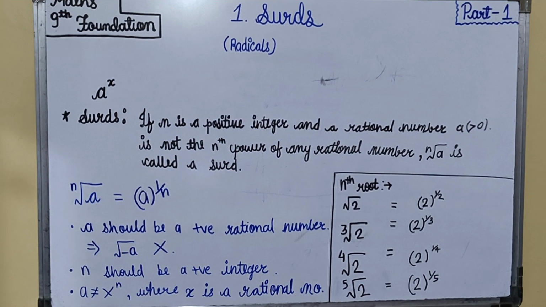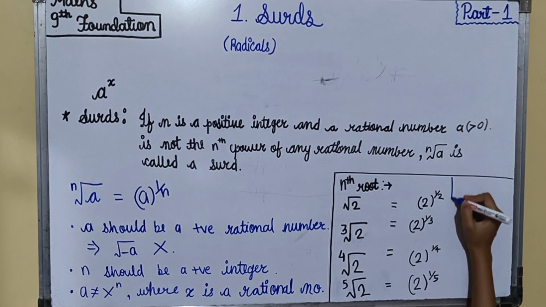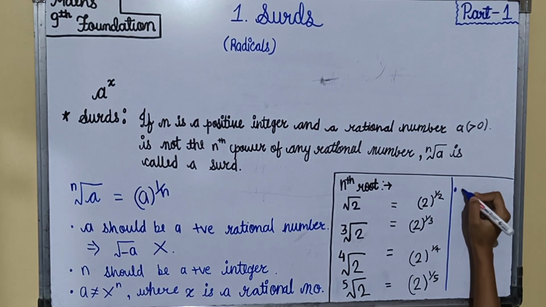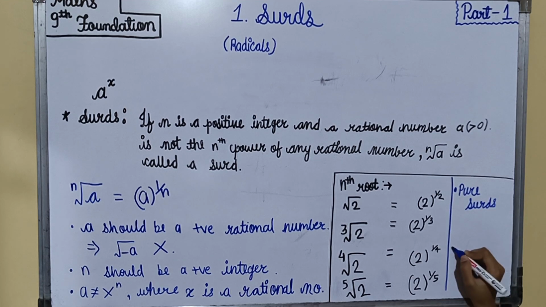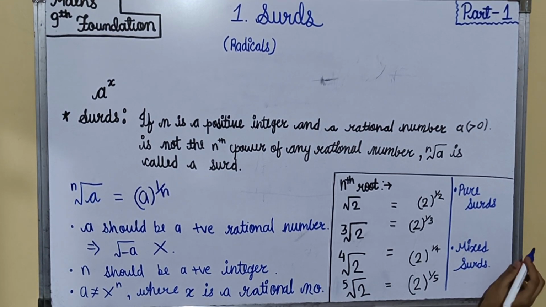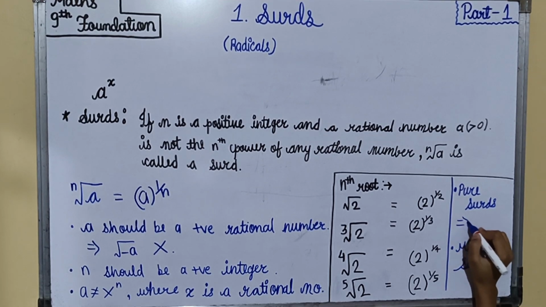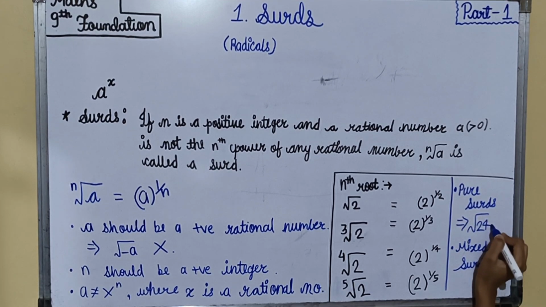Now, there are two main types of surds, that are pure surds and mixed surds. Example of pure surd is root 24. A surd having no rational factor except unity is called a pure or complete surd.